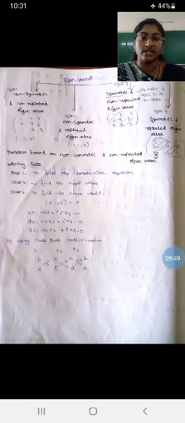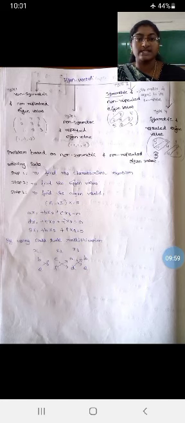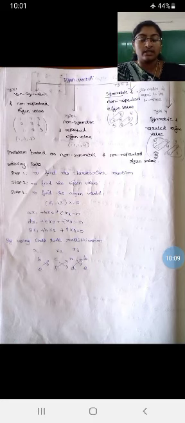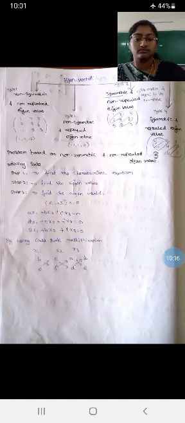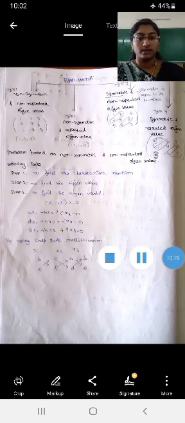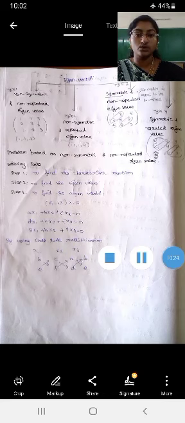Step 1 is we have to find the characteristic equation. We already know the formula, which is lambda cube minus s1 lambda square plus s2 lambda minus s3 equal to 0. This is applicable for a 3 by 3 matrix. Step 2, we have to find the eigenvalues, which means using synthetic division we will find the roots, which are the eigenvalues.